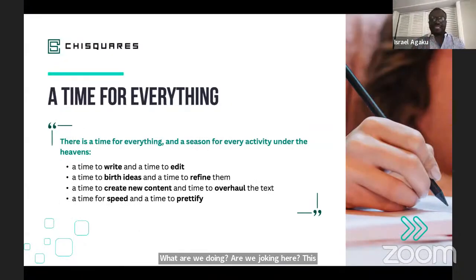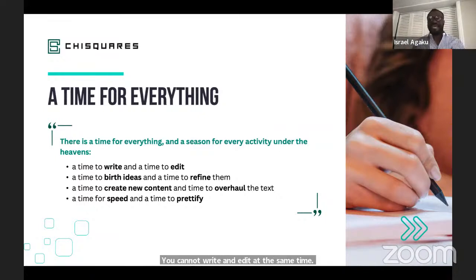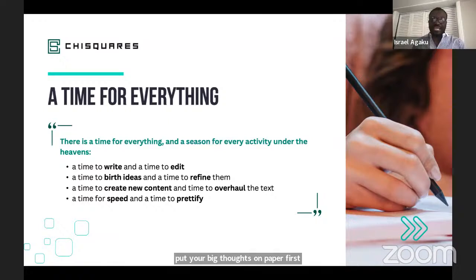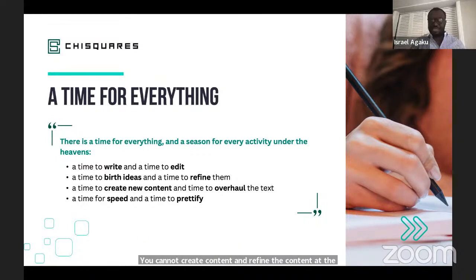You cannot write and edit at the same time. You cannot birth ideas and refine them at the same time. You have to put your big thoughts on paper first, and then later on, you can refine those ideas. Those two things cannot happen simultaneously. You cannot create content and refine the content at the same time. So there's a time for speed, and there's a time to prettify text, right?